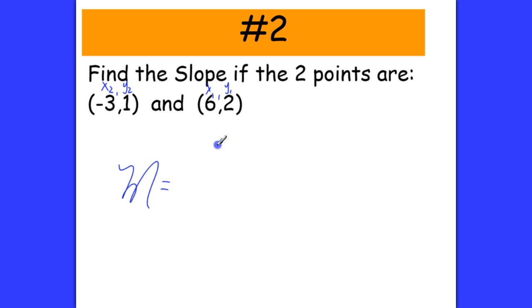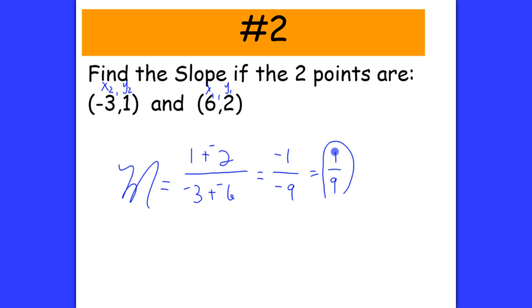So for the change in y, I'm going to go 1 minus 2, divided by negative 3 minus 6. Let's change this to addition. 1 minus 2, I'm going to change that to negative 1. I'm going to change this to negative 3 plus negative 6. That'd be negative 9. I have a negative divided by a negative, which equals positive 1 over 9. And there you have it. So if you plotted these points, you'd have a line that went up 1 over 9. So you'd have a really flat line, something that looked like that, if we were to actually graph those 2 points.